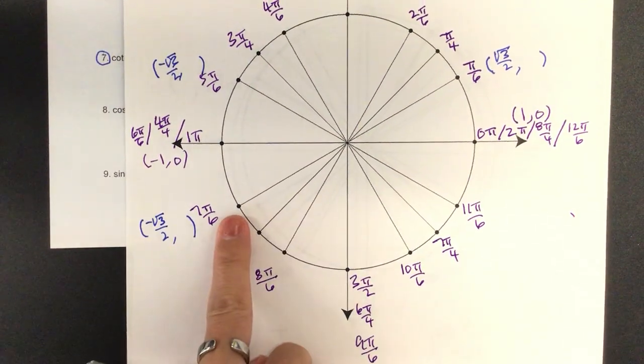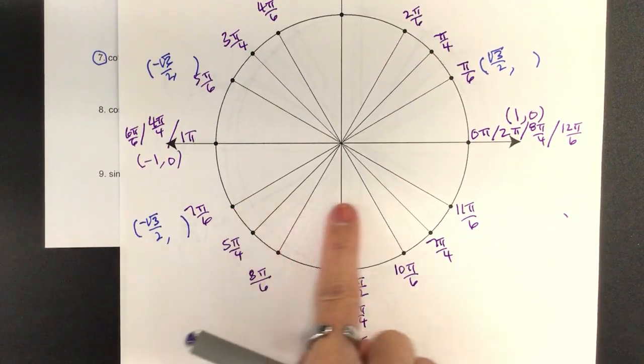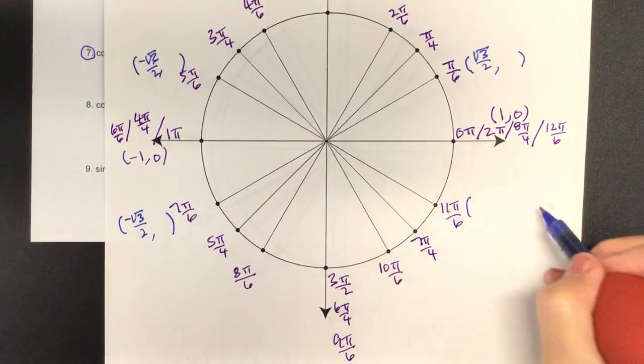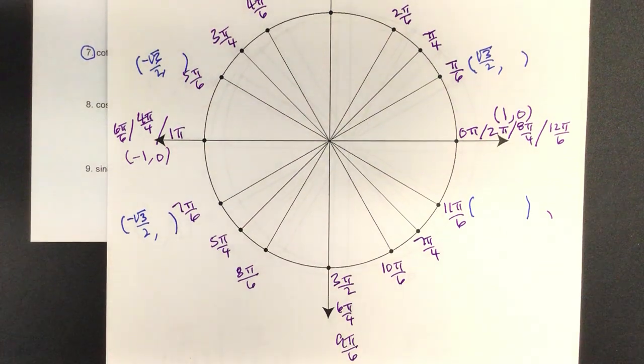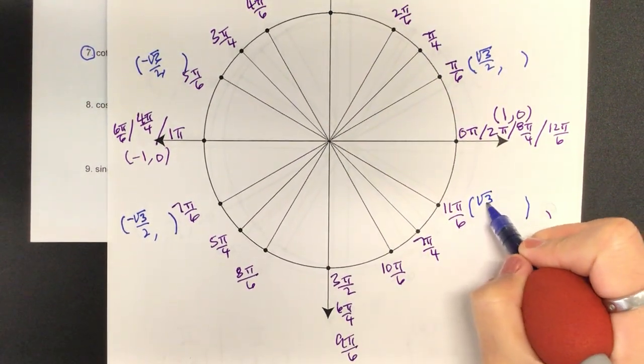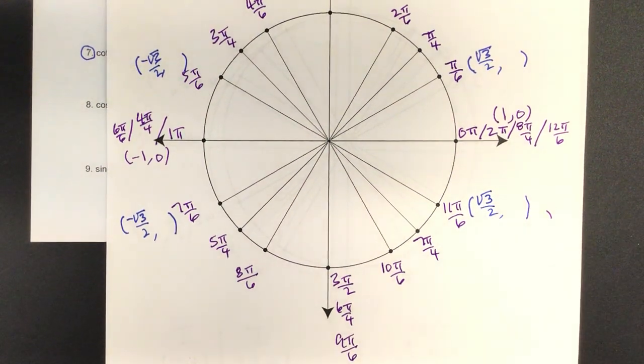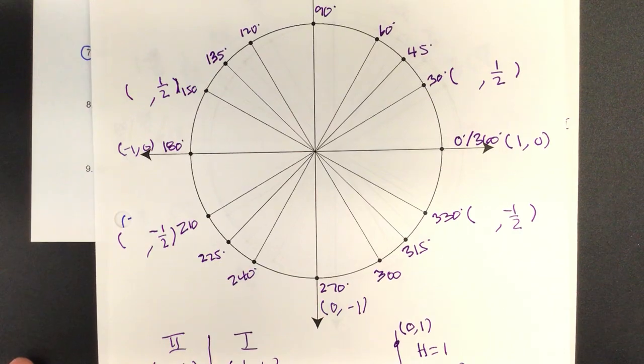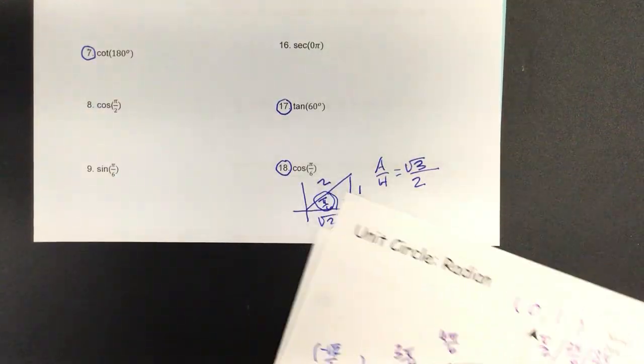Now from here, let's translate to the right. If I go to the right, I land where? 11 pi over 6. So now that negative radical 3 over 2 becomes what? Positive. Could I translate that exactly onto my degree mode? Yes, we can. All right, let's move on.